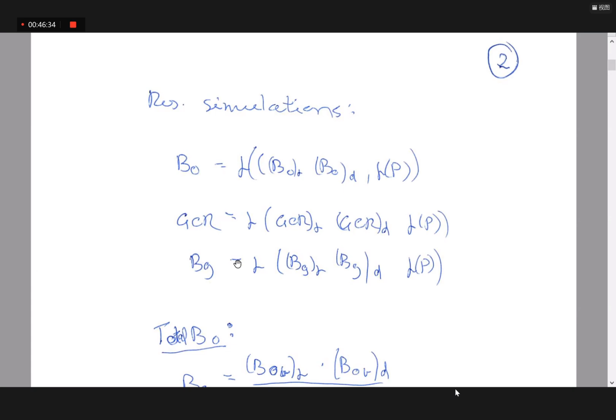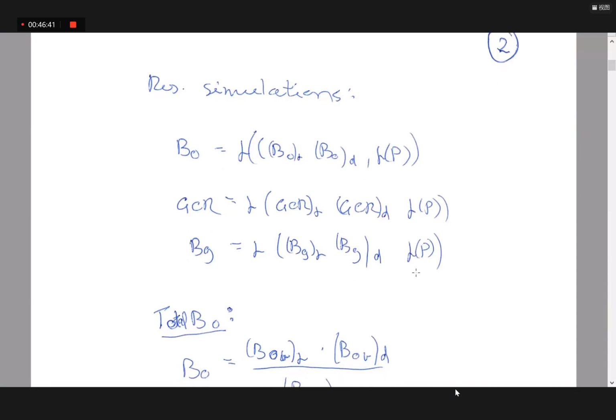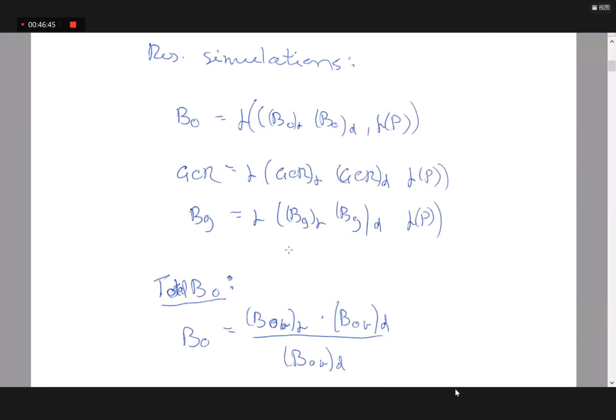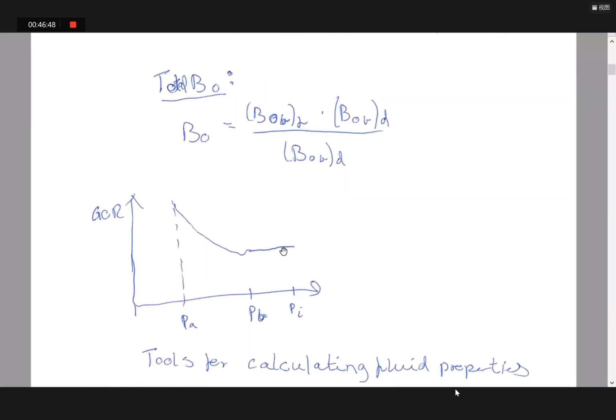But larger reservoirs are definitely pressure maintained during production. And typically what you see when we go from initial pressure down to the bubble point pressure, we have a constant GOR. And then when we go into the two-phase region, we see that there is an increase in the gas-oil ratio as we lower the pressure. And that's why we try to maintain the pressure above bubble point.